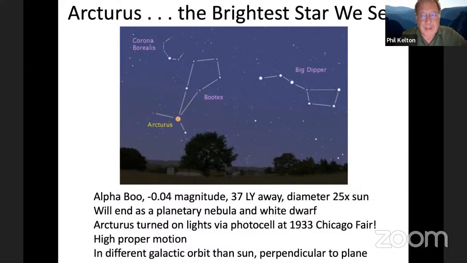One of the interesting factoids is when they had the World's Fair, I guess maybe not a World's Fair, the 1933 Chicago Fair, they actually observed it with Yerkes Observatory and had a circuit that used the light from Arcturus to turn the lights on at the Chicago Fair. And it's a high proper motion star. So one of the interesting things is it has an unusual orbit around the galaxy.